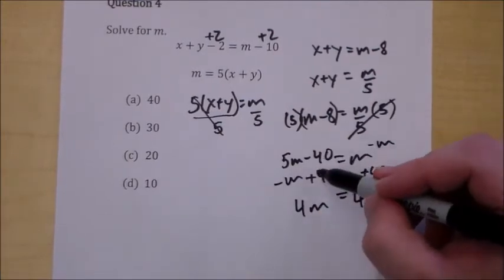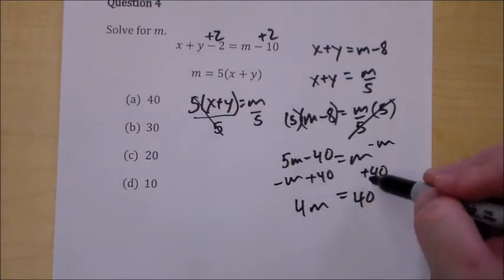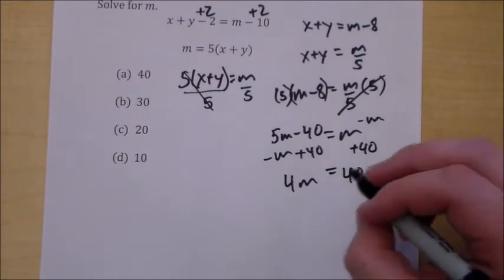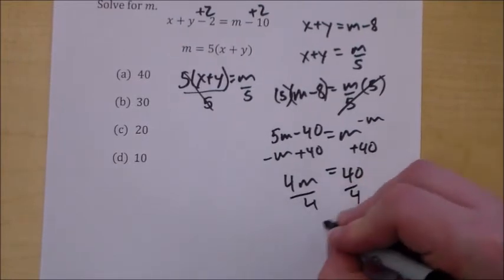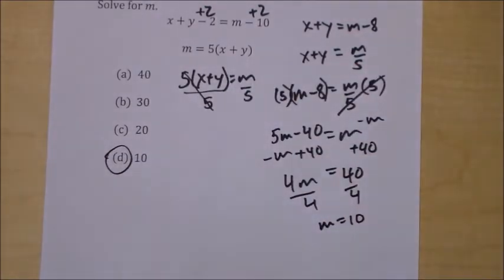Okay, so add 40 to either side. I have 40 over here. Subtract M from either side. M minus M just cancels out. And 5M minus M is 4M. Now I have 4M equals 40. Going to divide both sides by 4, and I'm going to get M equals 10. And I'm good to go.